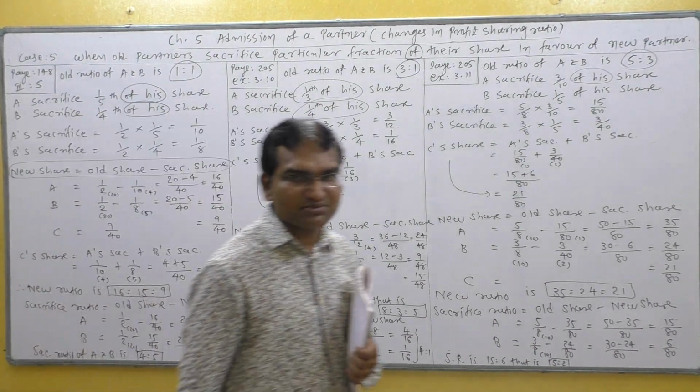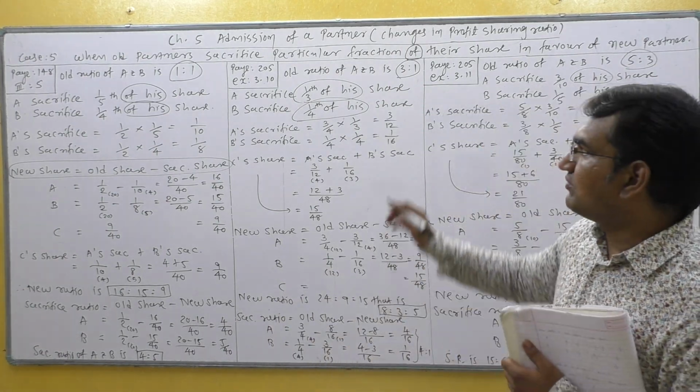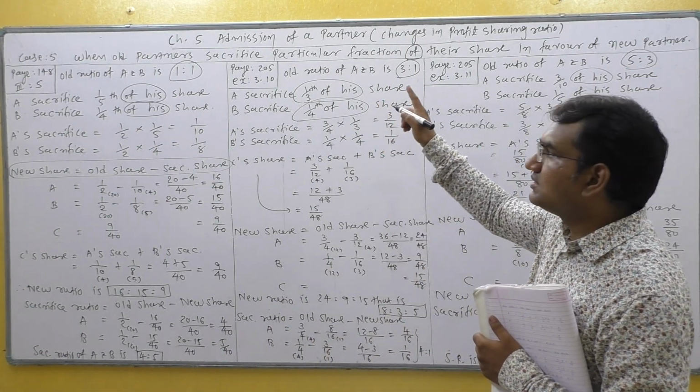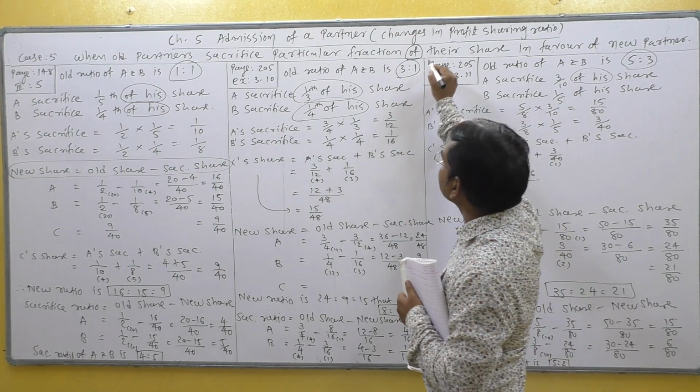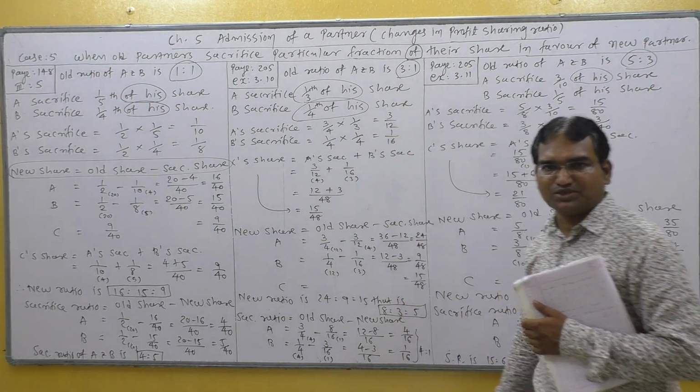So I understand case number 5, the condition where old partners sacrifice a particular fraction of their share. This is an important point. Thank you.